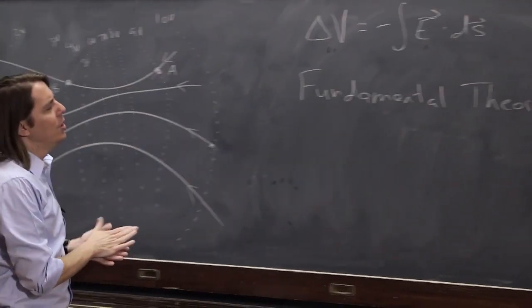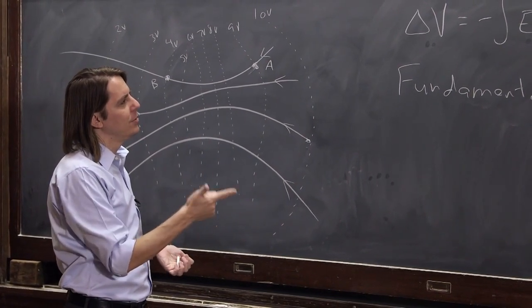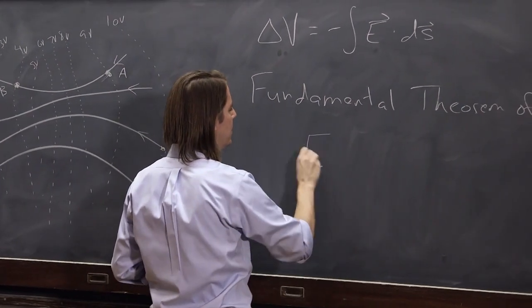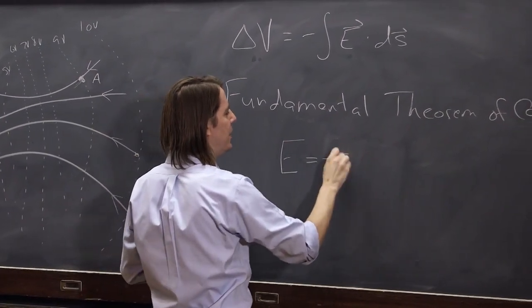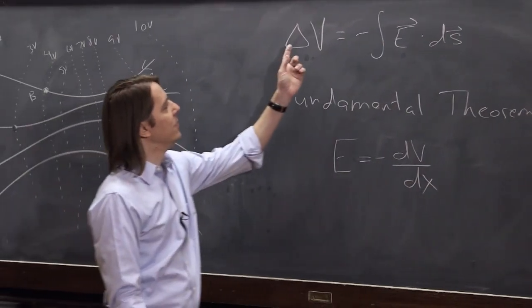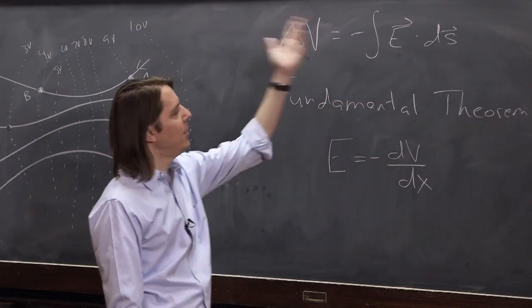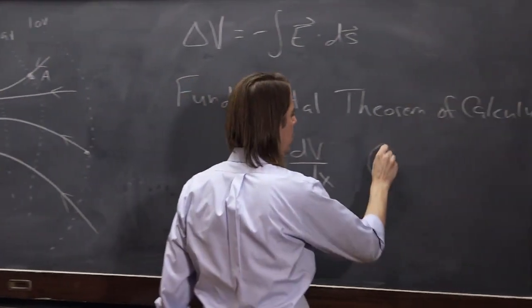Okay? So what that tells us is you can get E from the potential. You can get the field from the potential. And it looks something like this. In one dimension, we don't worry about the vector, E is minus dV/dx, what I just said. If V is the integral of E, then E is the derivative of V, and the minus sign is just along for the ride. So that's in 1D.